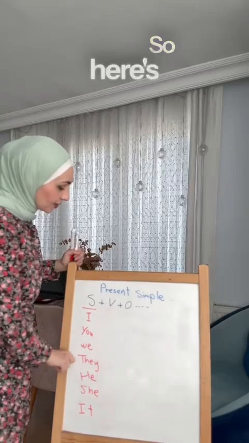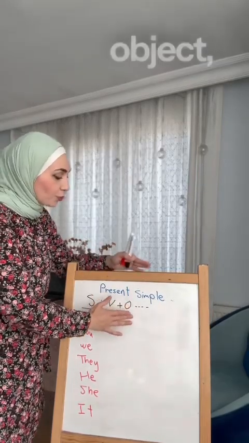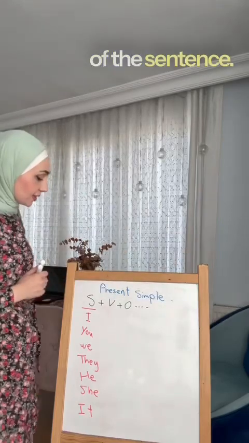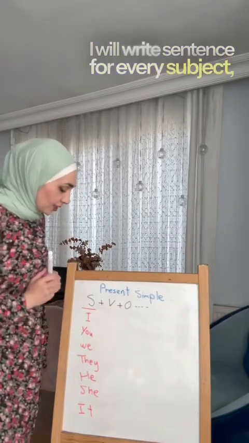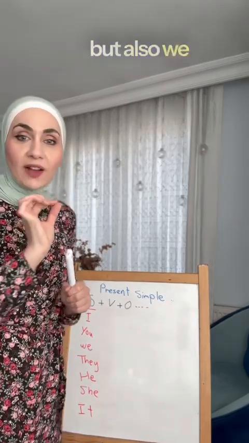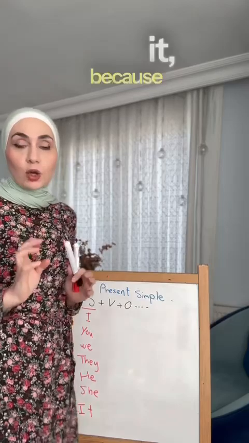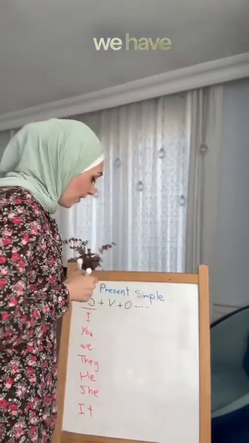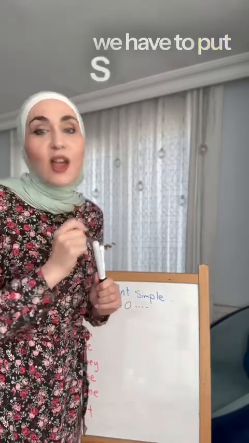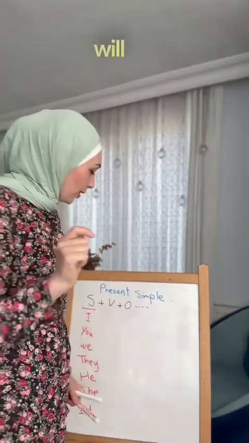So, here we have subject, after that verb, object, and also the rest of the sentence. I will write a sentence for every subject, but we also have something with he, she, it, because the verb doesn't come alone. We have to put s on the verb.